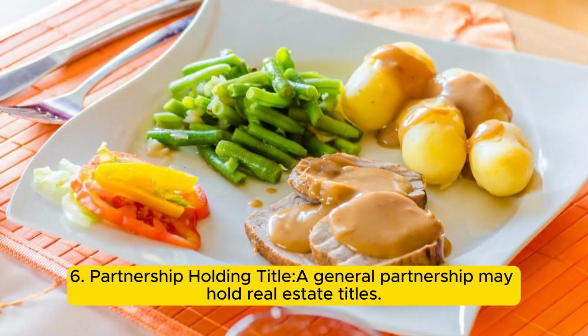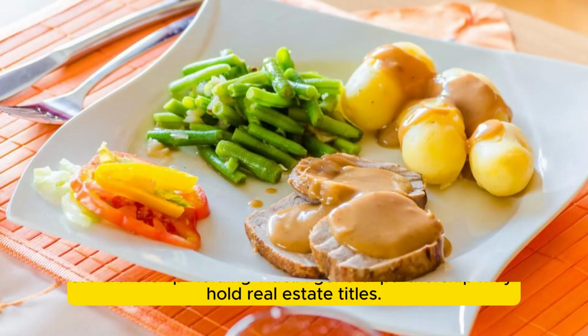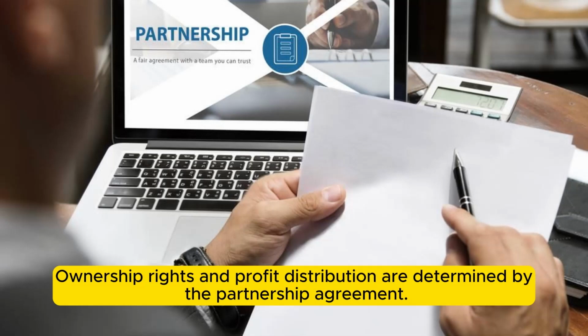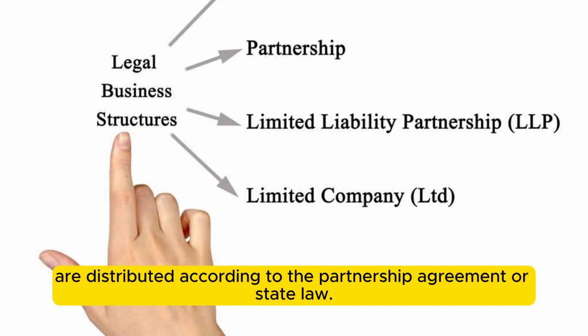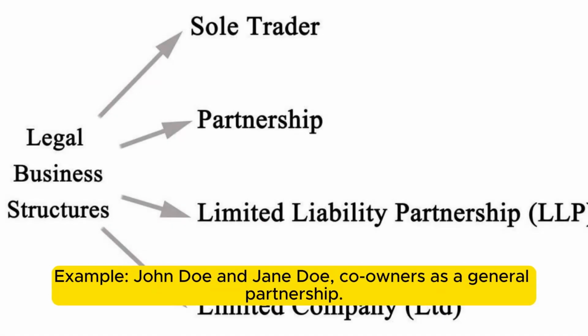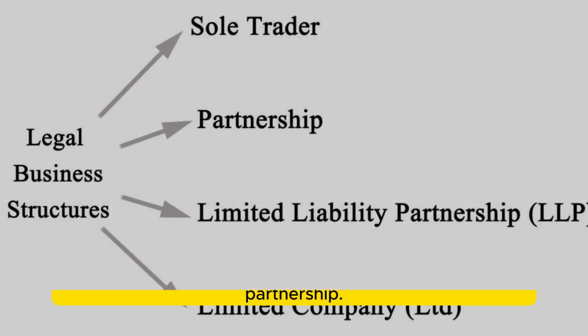6. Partnership holding title. A general partnership may hold real estate title. Ownership rights and profit distribution are determined by the partnership agreement. Basically, there is no right of survivorship, and the deceased partner's interests are distributed according to the partnership agreement or state law. Example: John Doe and Jane Doe, co-owners as a general partnership.